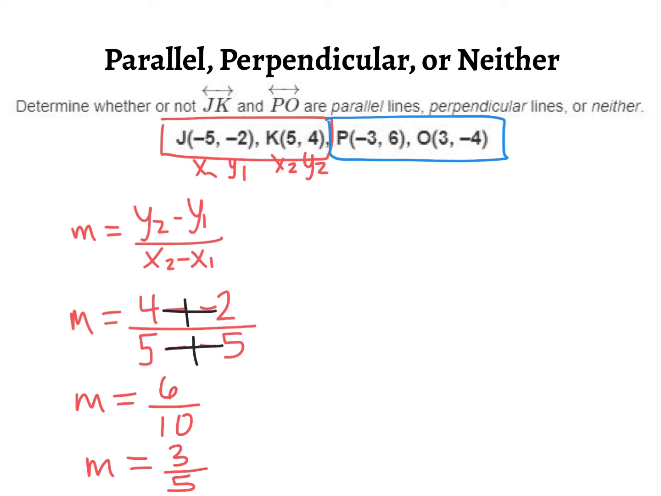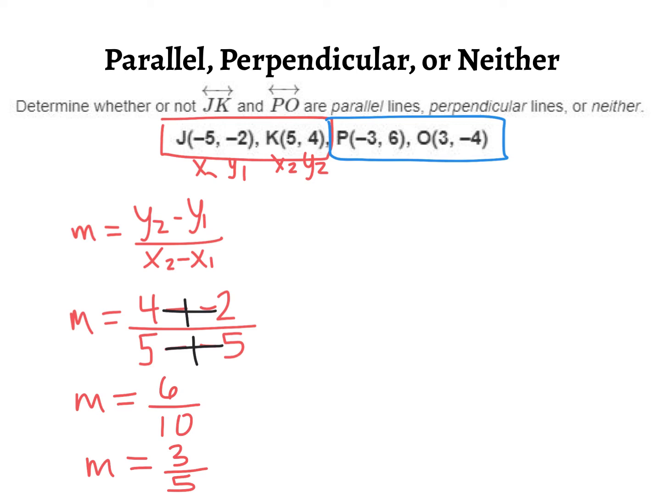This is the slope for line JK. Now I'm going to do the same thing and find the slope for line PO. I'm going to plug it into the formula, find the slope, and then compare these two slopes. Are they the same? Are they negative reciprocals, or neither? So let's do that.